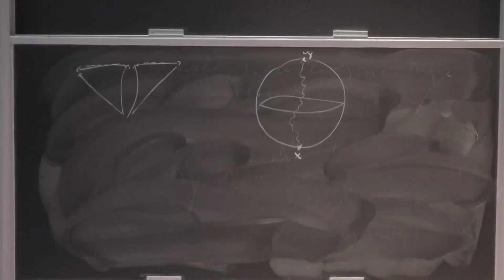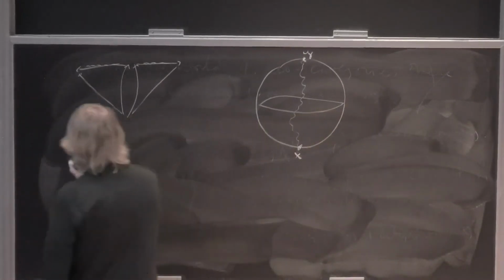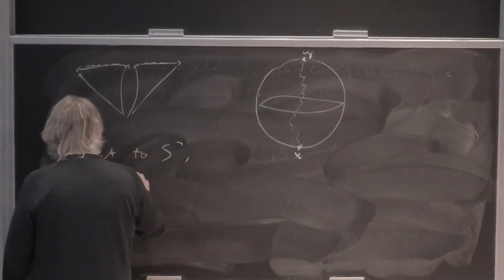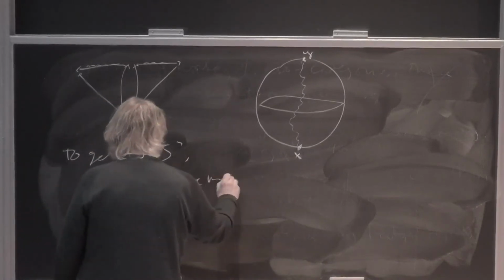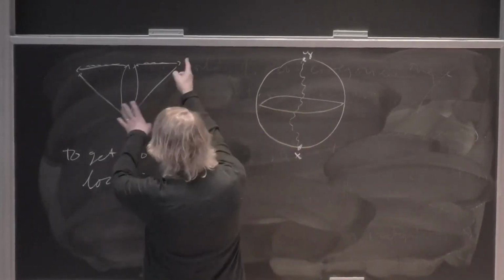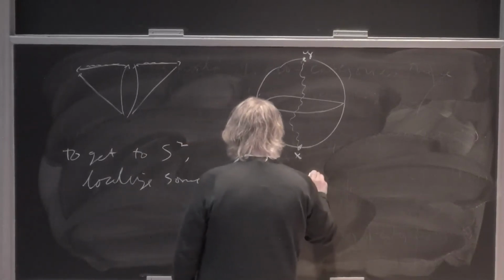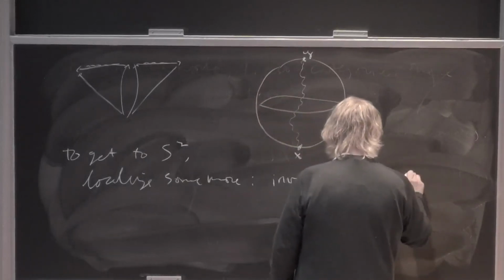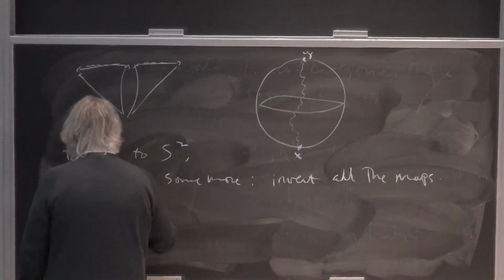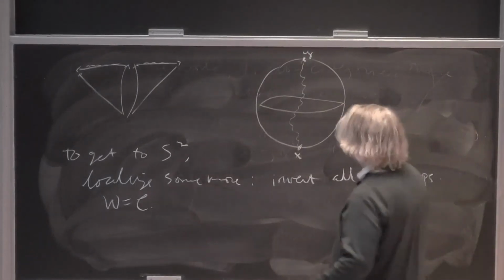Now, how do you get the two-sphere? To get the two-sphere, it's clear that you want to localize some more. So to get to S2, let's localize some more. Let's invert any one of these maps that goes down to x, but that's going to invert everybody else. So let's invert all the maps, so let W equal C. What happens if you take a category and invert all the maps?